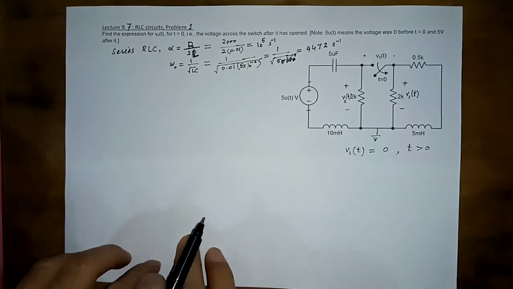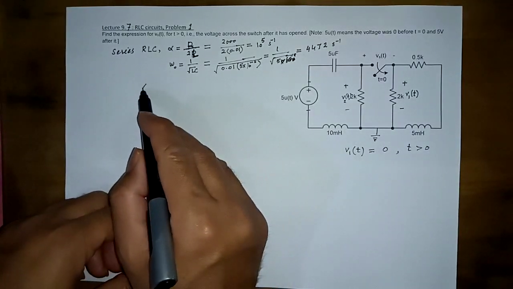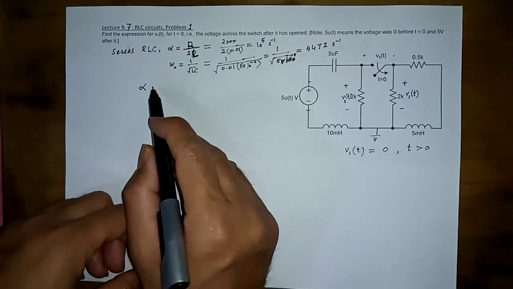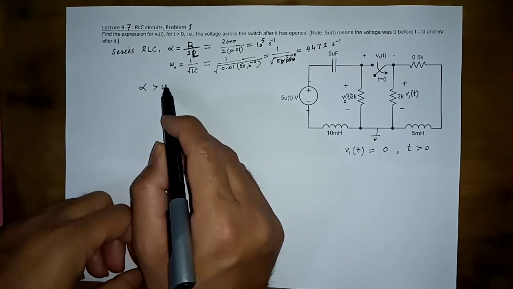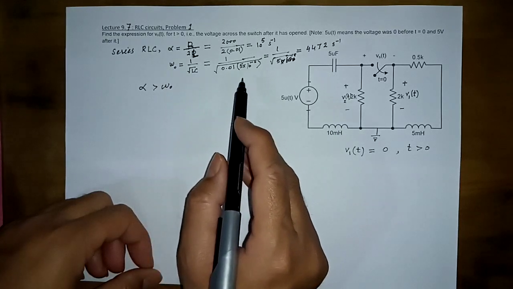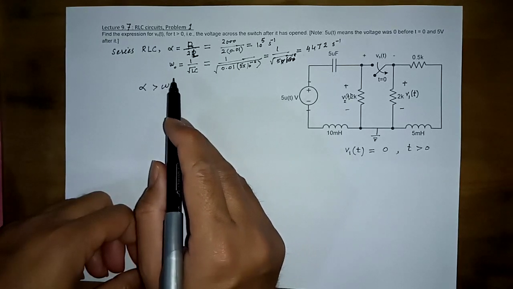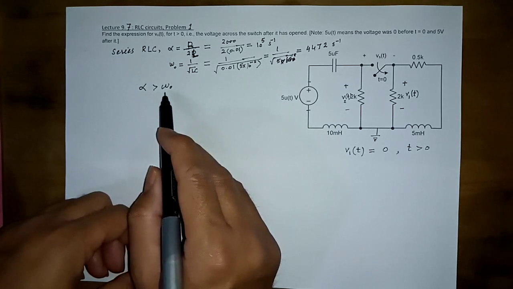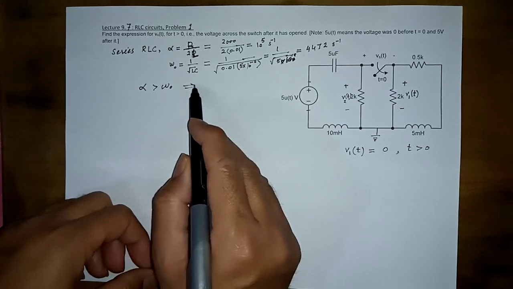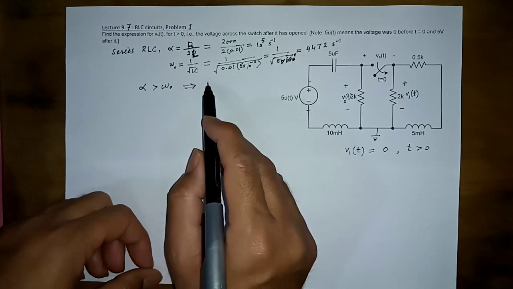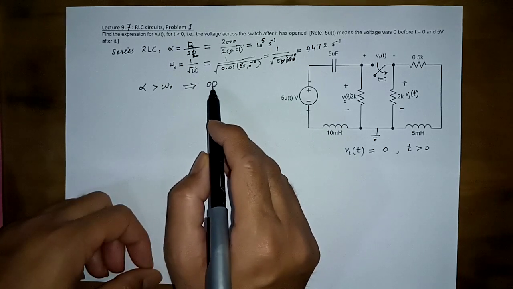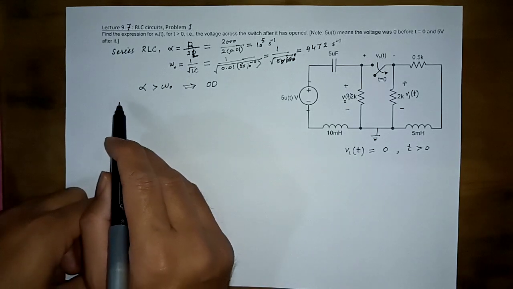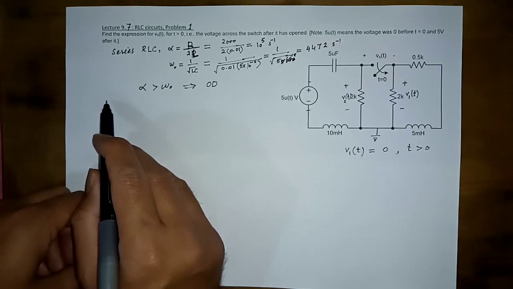So we can see that alpha is definitely, I hope I have not done anything wrong here, greater than omega naught. So in an RLC circuit, this is the first thing you do. Find alpha, find omega naught, and see their relationship, because their relationship is going to tell whether the circuit is overdamped, underdamped, or critically damped. Now this circuit is overdamped. So if the circuit is overdamped, we know the form of its response.